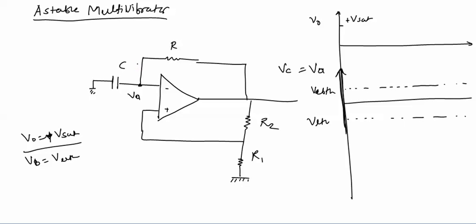Now we'll start the analysis. Initially we have assumed that V0 equal to plus Vsat. If V0 equal to plus Vsat, then this RC network will have a positive voltage here, and current will flow in the downward direction. If current is flowing in the downward direction, capacitor will be charged with the polarity shown in the figure. If capacitor charges with this polarity, then VA voltage will rise like this.